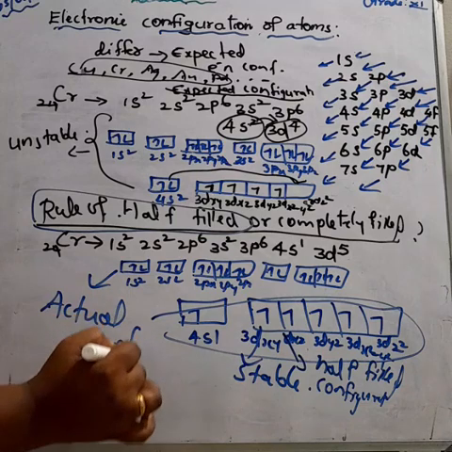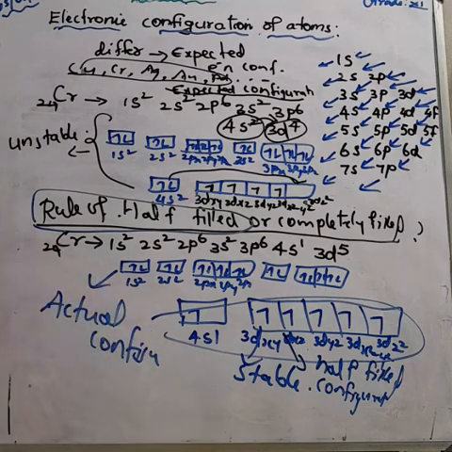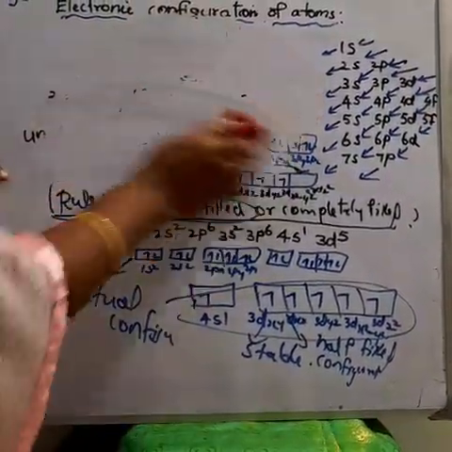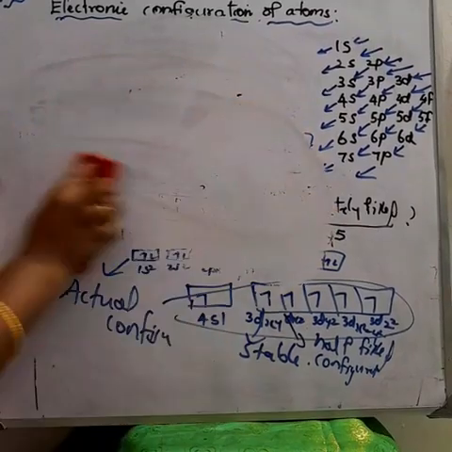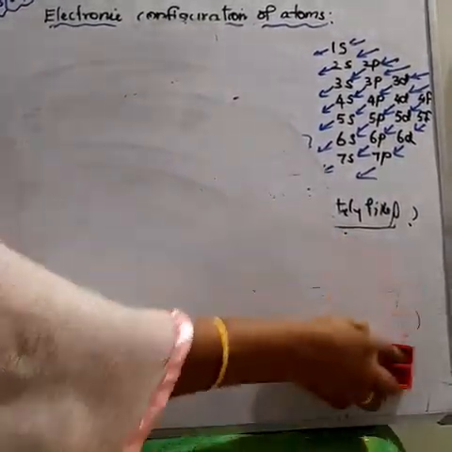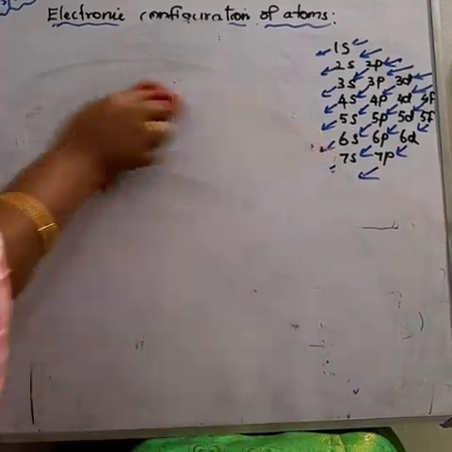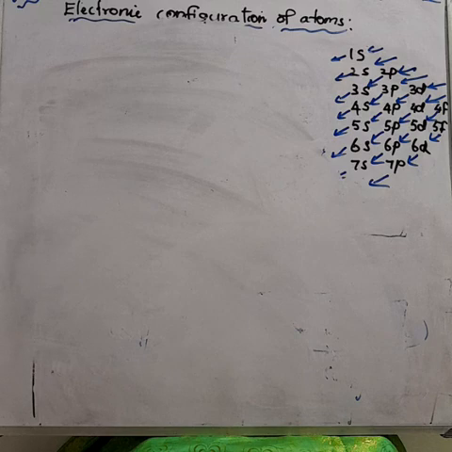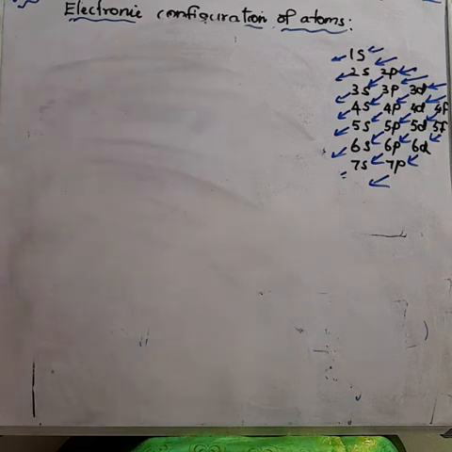Another example, copper. Copper also does not follow the aufbau principle. The electronic configuration does not obey the aufbau principle, because if we write the electronic configuration according to it, it is not stable. So one electron from the s orbital goes to the d subshell. After that, it will be stable.